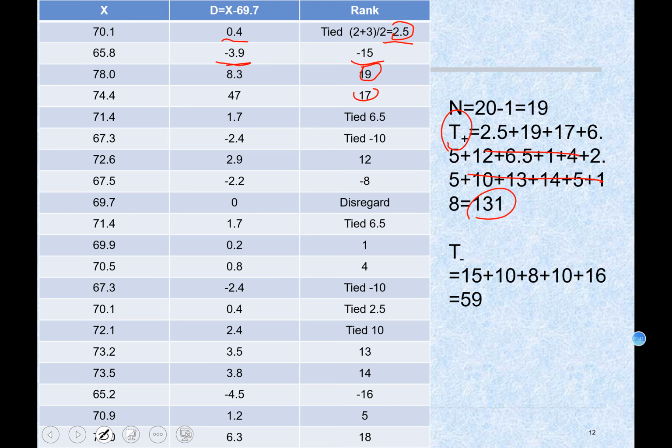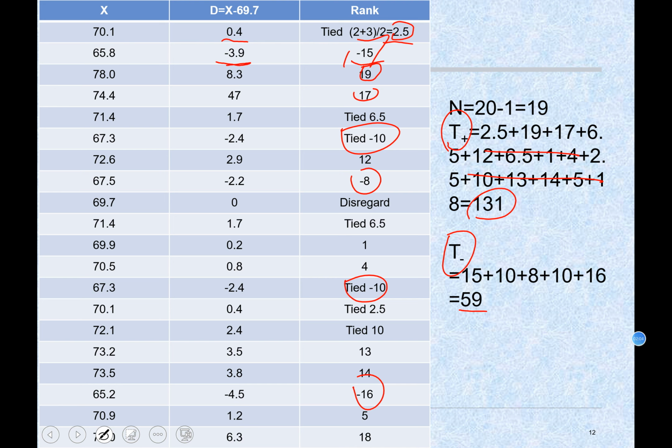For the negative ranks, we can get T minus. For T minus, we can sum all the negative numbers up. And finally, we can get 59. So that is T minus.